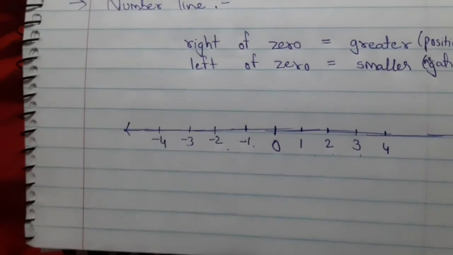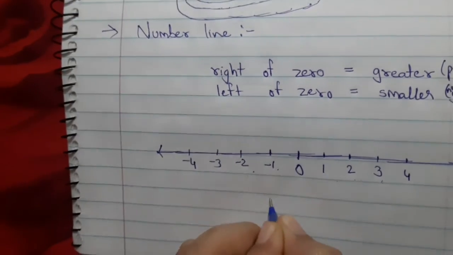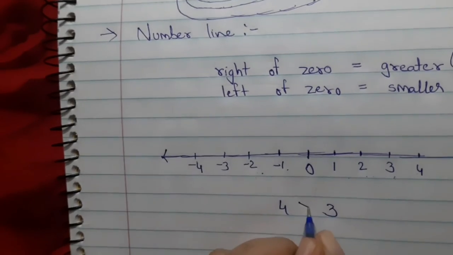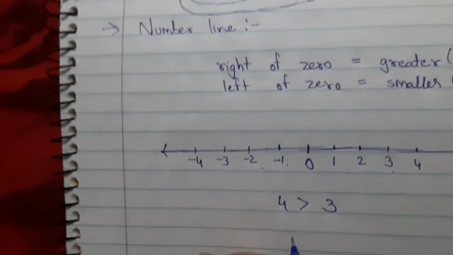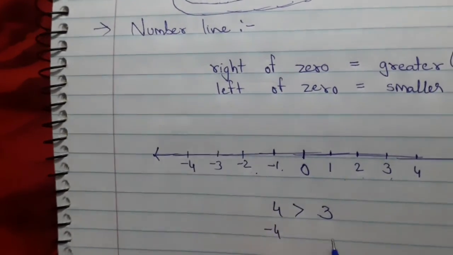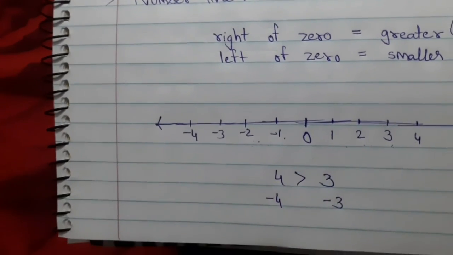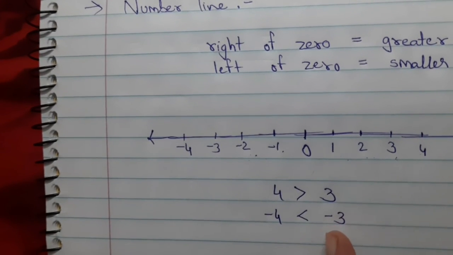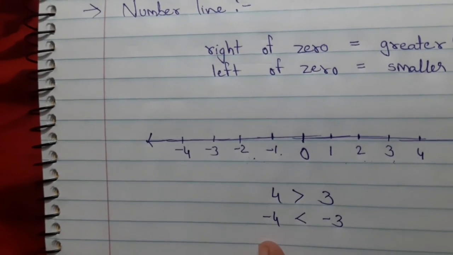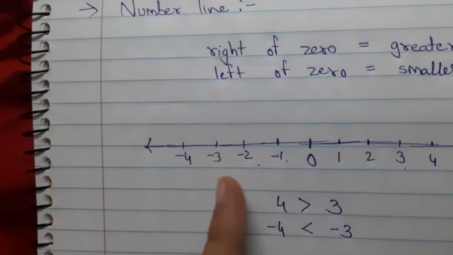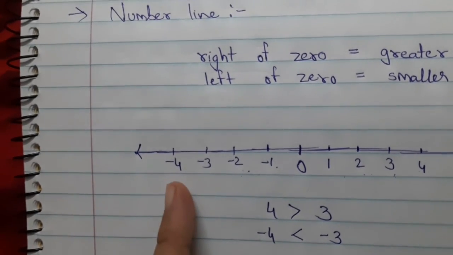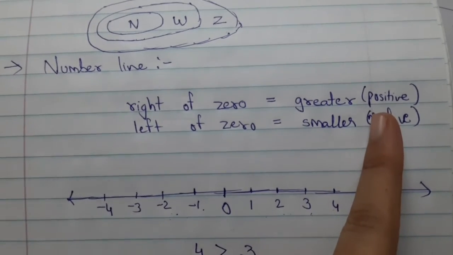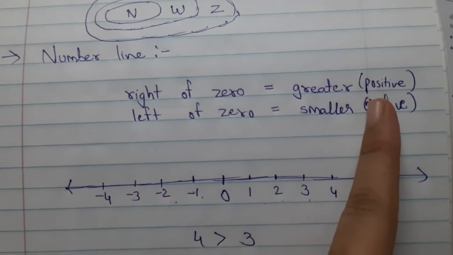See, let us take an example. Suppose 4 and 3 are there. Now we know that 4 is greater than 3. But if it is minus 4 and minus 3, then what will happen? The sign will change. Minus 3 here is greater than minus 4. Why? Because minus 3 is on the right side of minus 4. So on the right side there are always greater numbers. Clear?